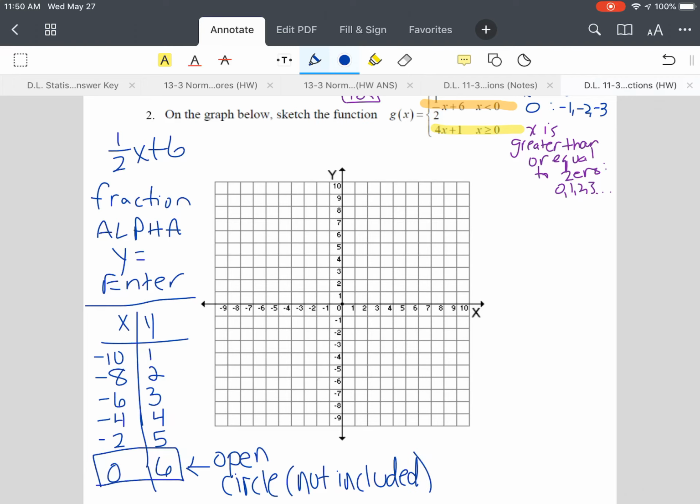Okay, so let's start graphing this. -10, 1. So that's going to go right here. Then let's graph -8, 2. Then let's graph -6, 3. -4, 4. And -2, 5.